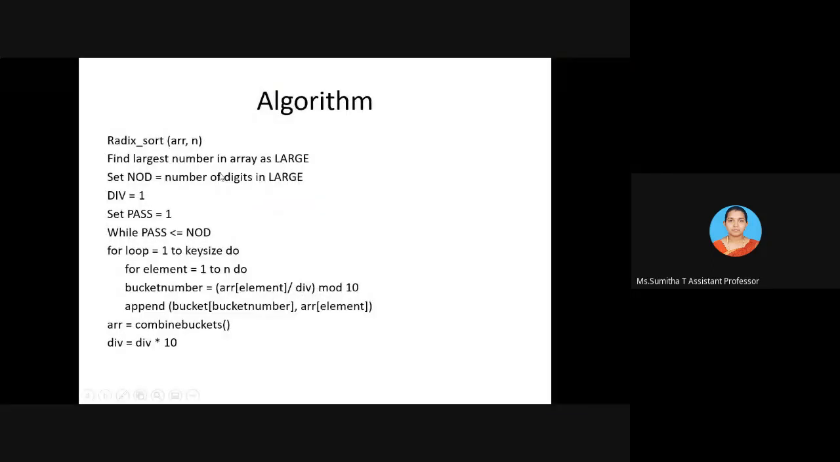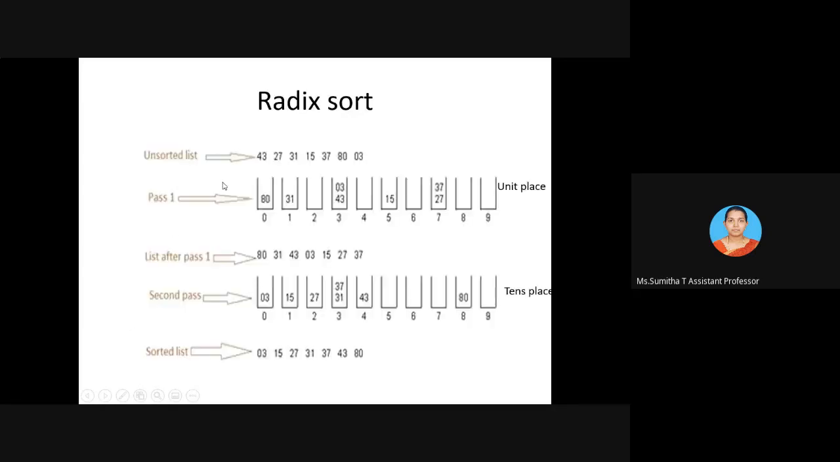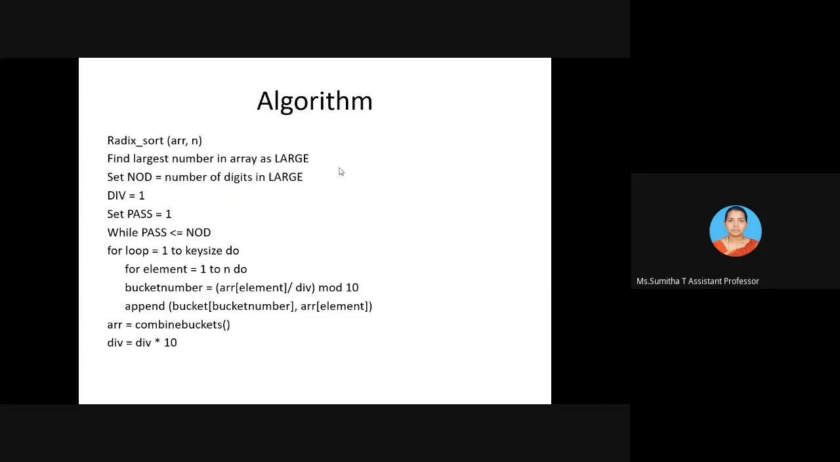How can we do the radix sort? With the help of the number of digits, right? Remember that radix sort, based on the number of digits, we are going to perform the radix sorting algorithm. Initially, div is equal to 1 and pass is equal to 1.